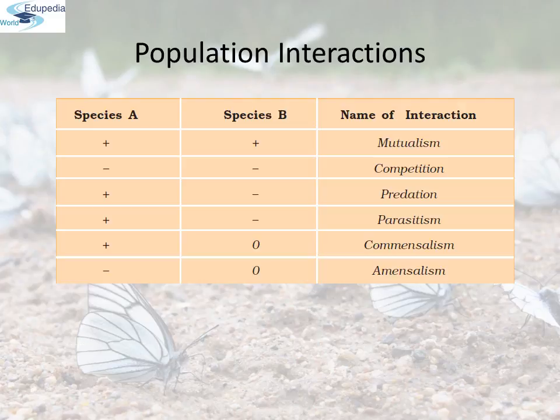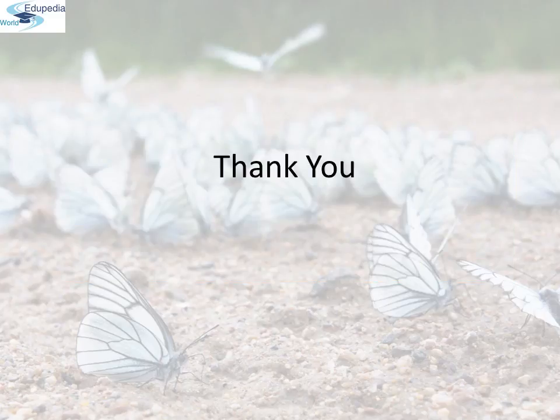This is the representation of the population interactions. When species A and species B both benefit, it is called mutualism. When both are harmed, it is competition. When one benefits and the other is harmed, it is predation. In parasitism also, one benefits and the other is affected. In commensalism, one benefits and the other is not affected. And in amensalism, one is destroyed and the other is not affected. Thus I am winding up the chapter.